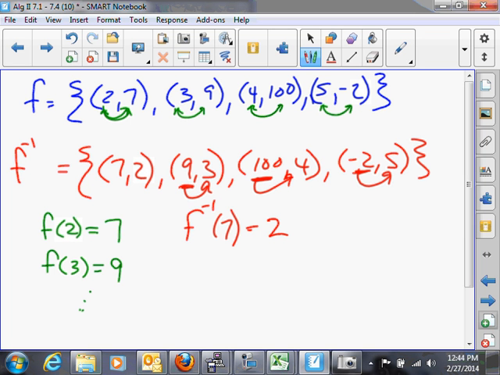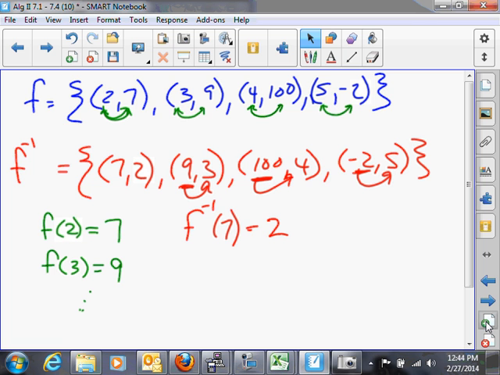So one way to find the inverse of a function is to just swap the x's and y's in the ordered pairs. So if you have the function defined as a list of ordered pairs, then you can just swap the x and y values and you have the inverse of the function.